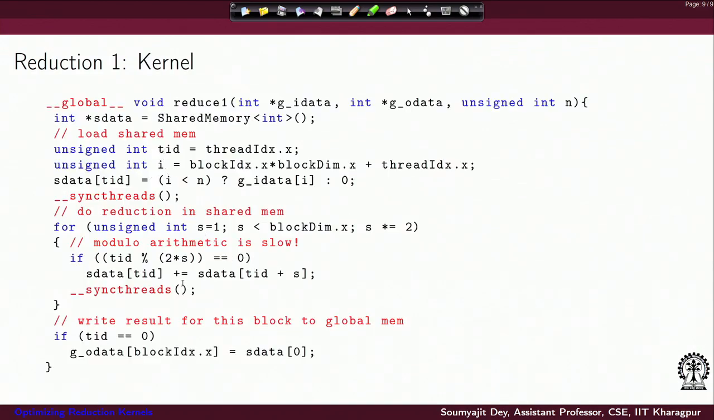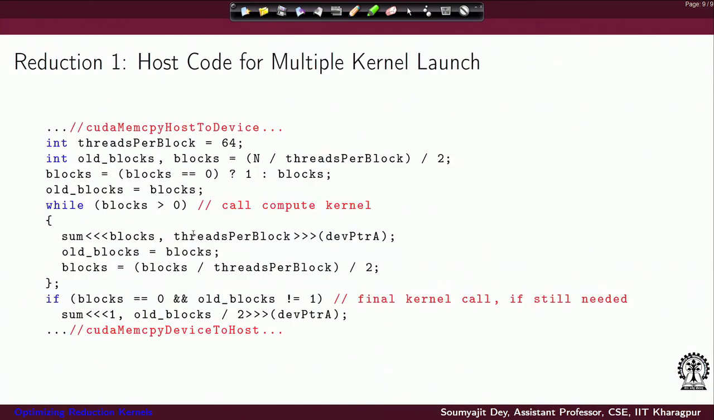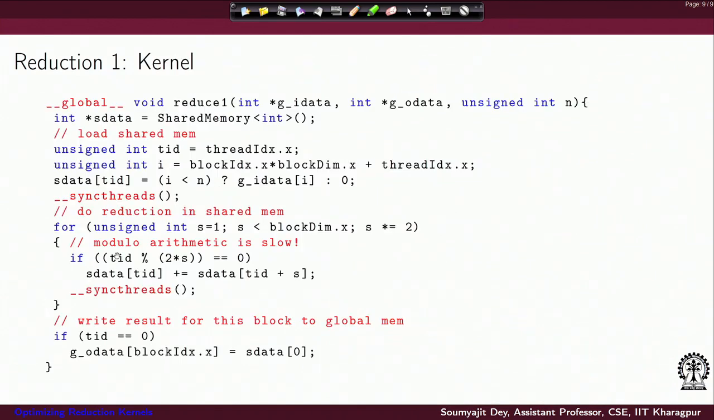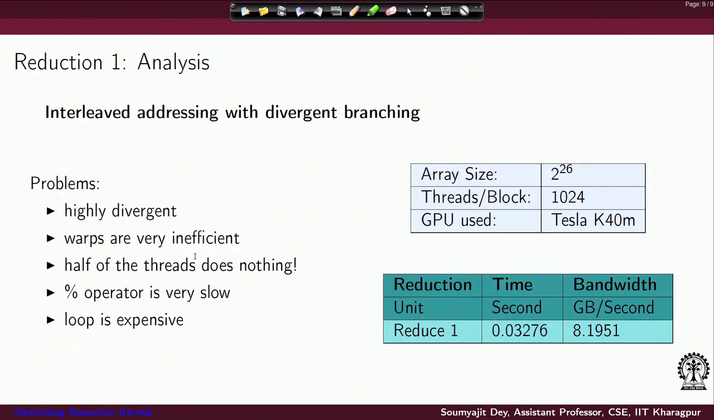So, this is the reduction kernel, right, and as you can see, first problem is it is highly divergent. Why? Because inside the loop you have this % operation which the thread may or may not satisfy, and the modular arithmetic which is computing this is very slow. Warps are very inefficient due to the reason that in every warp you have divergence, and anyway half of the threads do nothing after performing the global load, and also the loop is expensive.